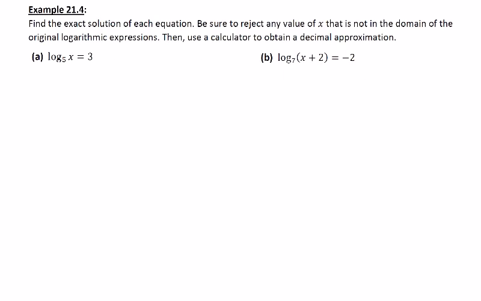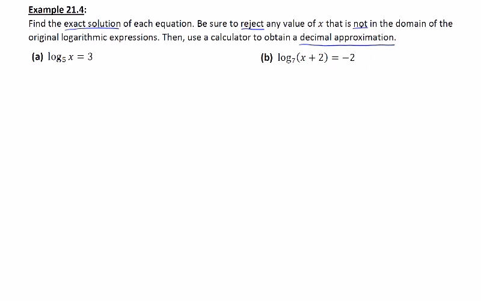Example 21.4 says find the exact solution of each equation, and be sure to reject any value of x that is not in the domain of the original logarithmic expressions, then use a calculator to obtain a decimal approximation. So this set of examples is not going to be set up nicely to where the one-to-one property would apply. The one-to-one property for logarithms and the one-to-one property for exponents are very special cases of equation.